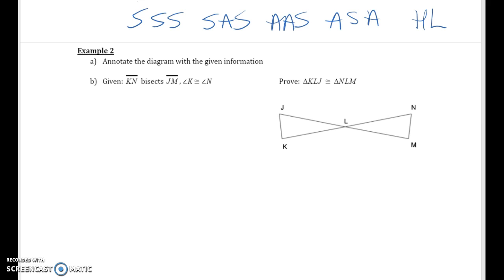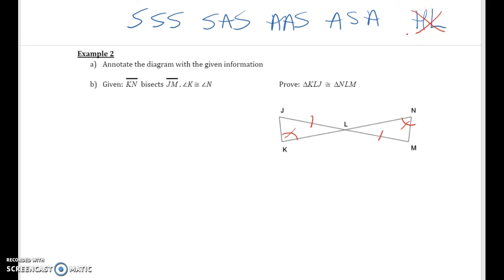So let's take a look at what we are given. KN bisects JM. Okay, so we know this. And angle K is congruent to angle N. So we also know this. And so we don't have a right triangle, so hypotenuse leg is out.